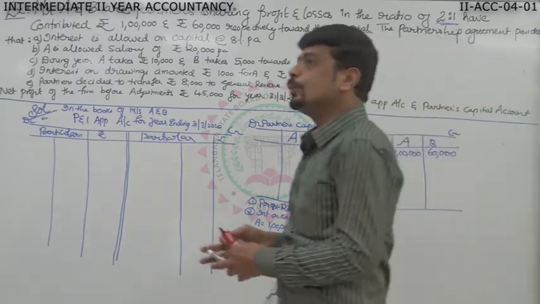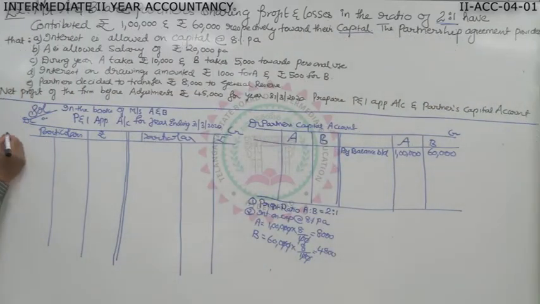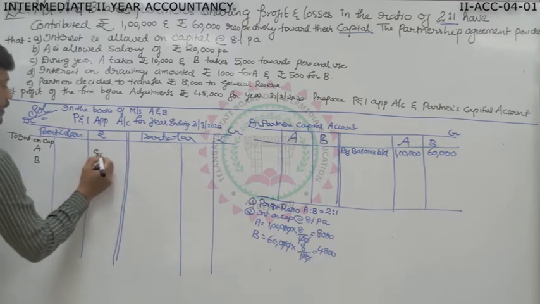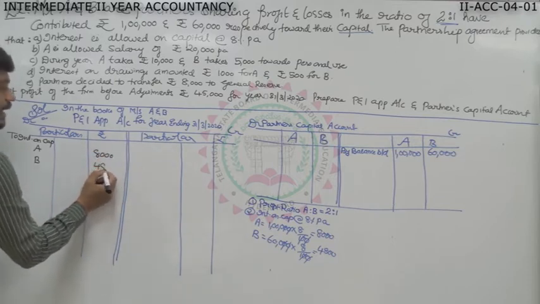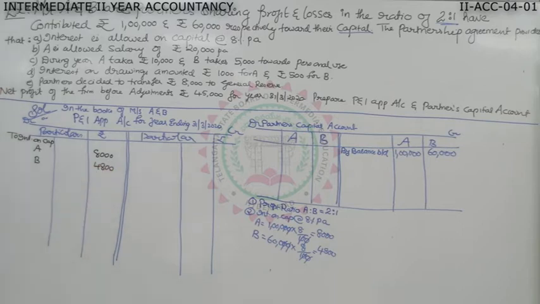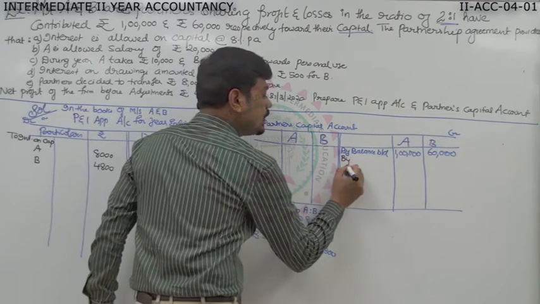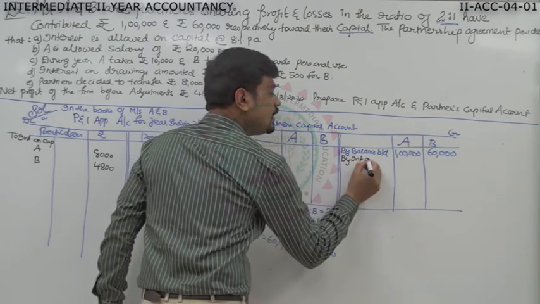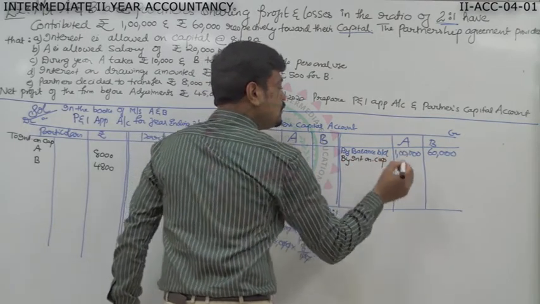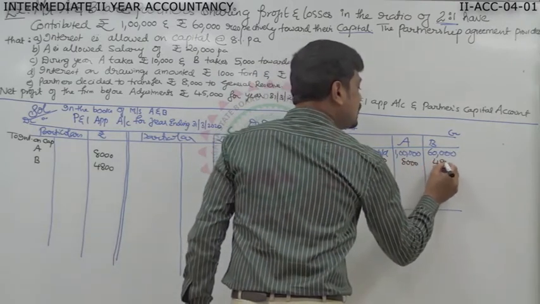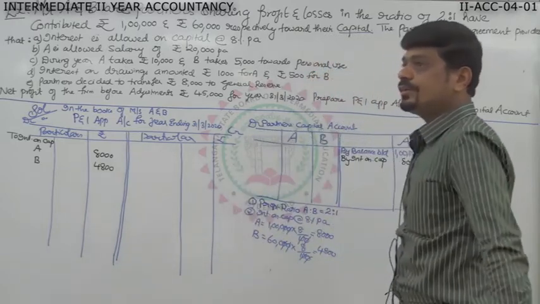So we are going to post to the profit and loss appropriation account first: to interest on capital, partner A, partner B. A got 8,000 and B gets 4,800. That is one effect. Second, it will be credited to the partners: by interest on capital, A got 8,000, B gets 4,800.